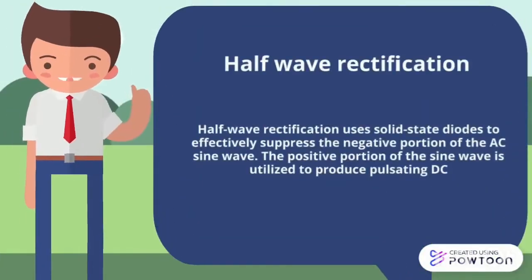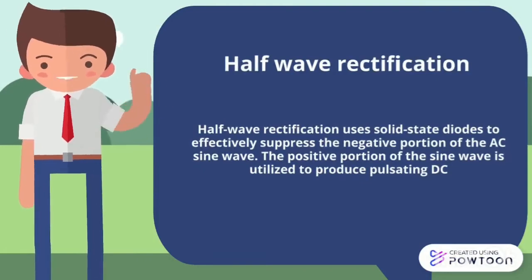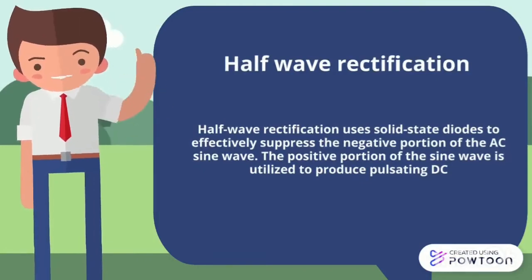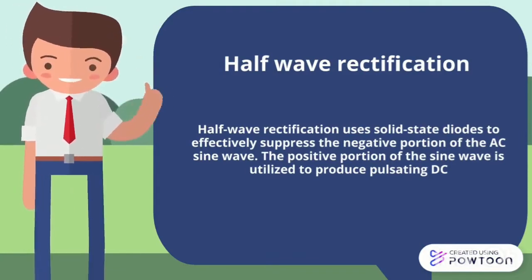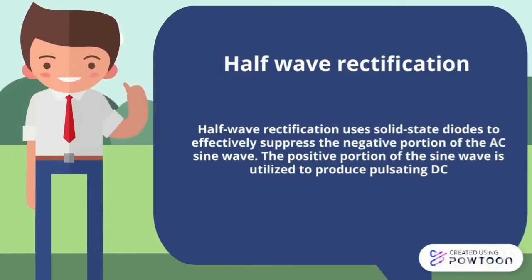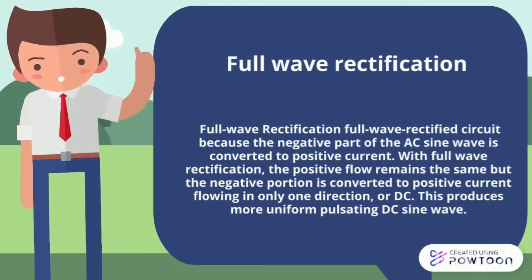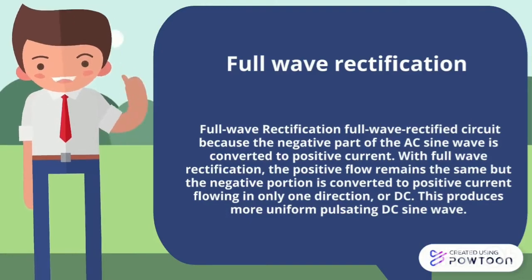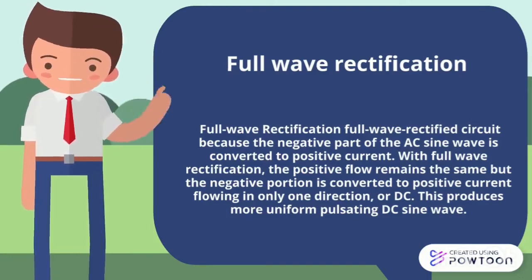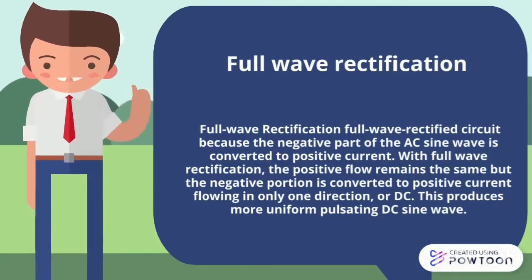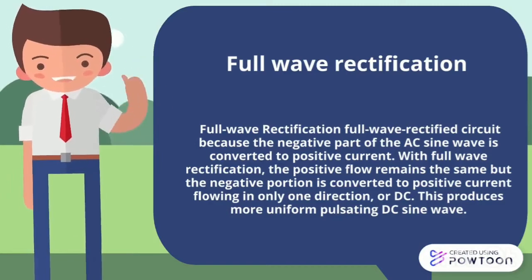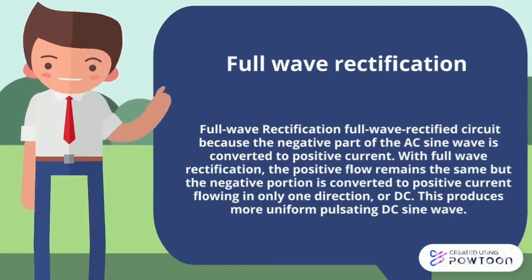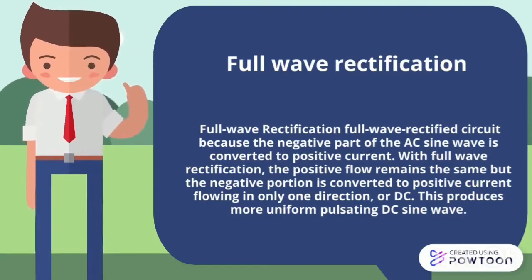Half-wave rectification uses solid-state diode to effectively suppress the negative portion of the AC sine wave. The positive portion of the sine wave is utilized to produce pulsing DC. In full-wave rectification, the negative part of the AC sine wave is converted to positive current. The positive flow remains the same but the negative portion is converted to positive current flowing in only one direction. This produces more uniform pulsing DC sine wave.